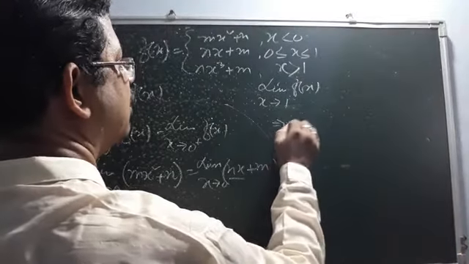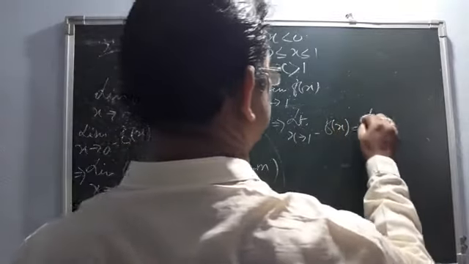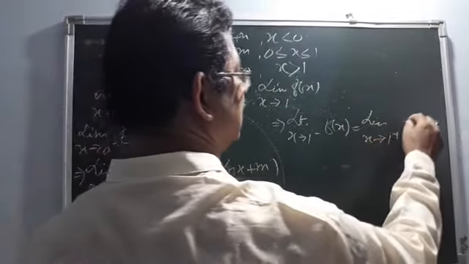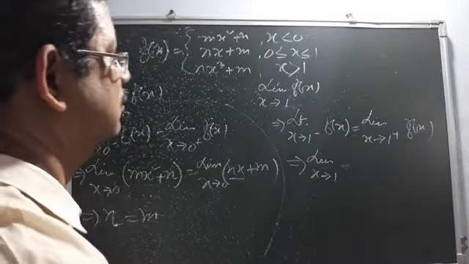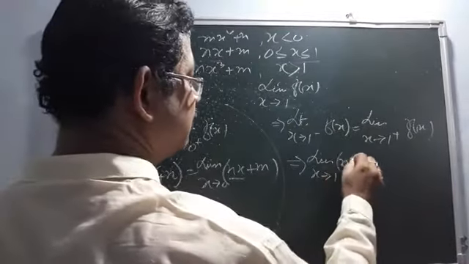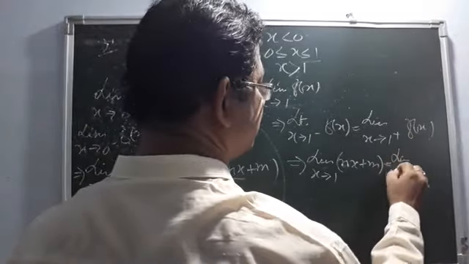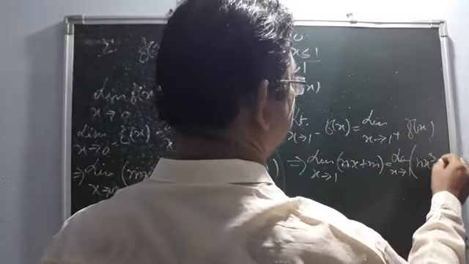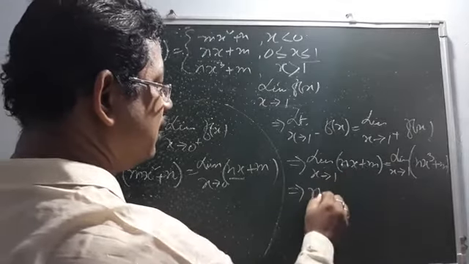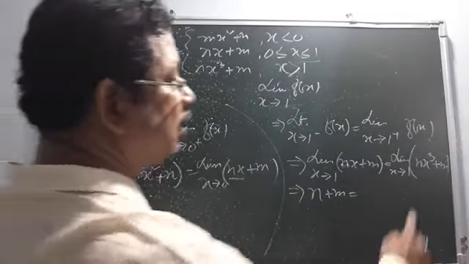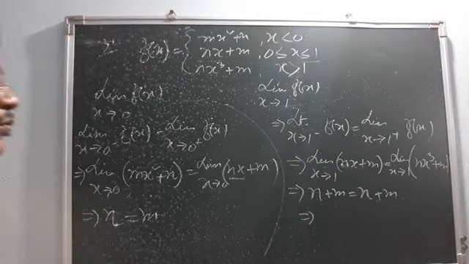This exists implies limit x tends to 1 minus f(x) equals limit x tends to 1 plus f(x). 1 minus means little less than 1. So this you consider nx plus m, and 1 plus, greater than 1, this one, limit x tends to 1, x cube plus m. Now if we take this limit, then x is 1, so n plus m. Here it will be n plus m. So what we get? That is 0. That is both sides 0.